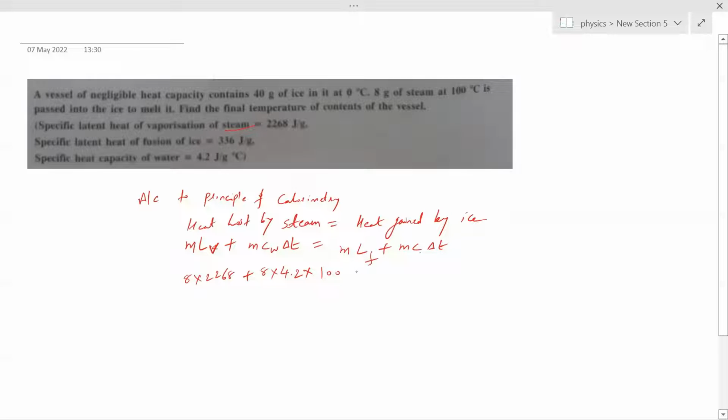So this equals... 100 minus T, that final temperature you have to find out, is equal to 40 into 336 plus 40 into 4.2 into T minus 0. Perfect.